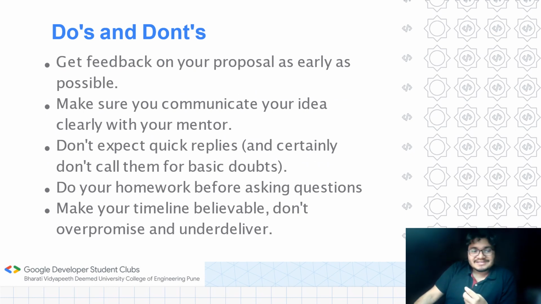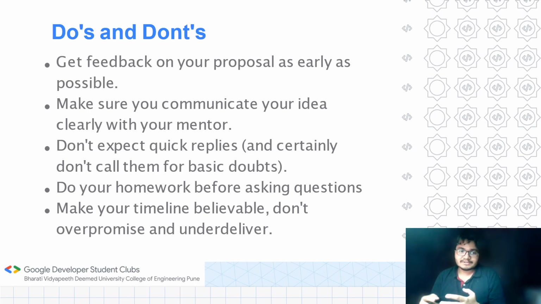And moving on, these are some general do's and don'ts that I jotted down from my experience. Always get feedback on your proposal as early as possible. There's always a one month gap between when the organizations are announced and when you have to submit the proposal. So always create your proposal a bit early and try to get feedback from the mentors. And make sure to always communicate with your mentors. Your idea and their idea should always align, or else you will implement something else and they will be expecting something else. That will cause a lot of chaos.